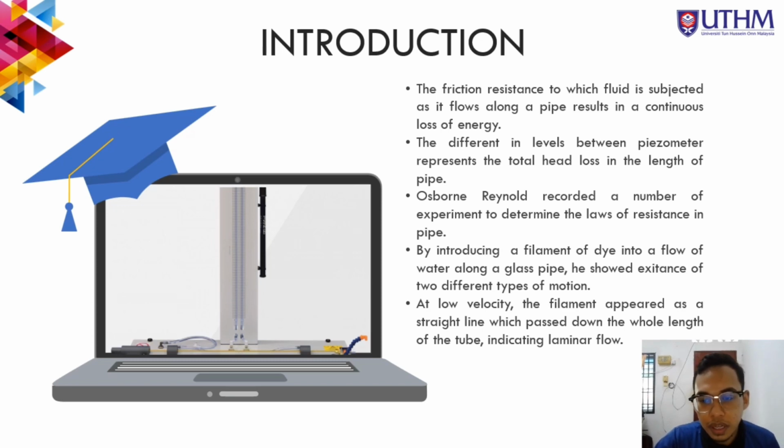Osborne Reynolds carried out a number of experiments to determine the law of resistance in pipes by introducing a filament of dye into a flow of water along a glass pipe. He showed the existence of two different types of motion. At low velocity, the filament appeared as a straight line which passed down the whole length of the tube, indicating laminar flow. So we're moving on to the additional theory.